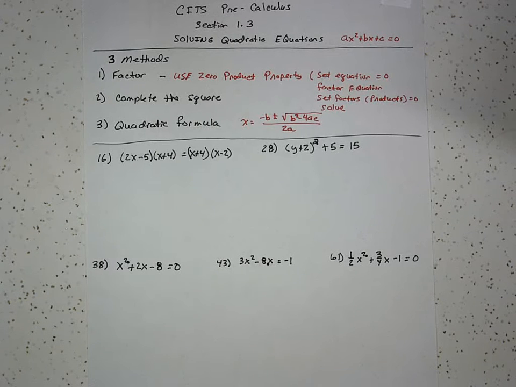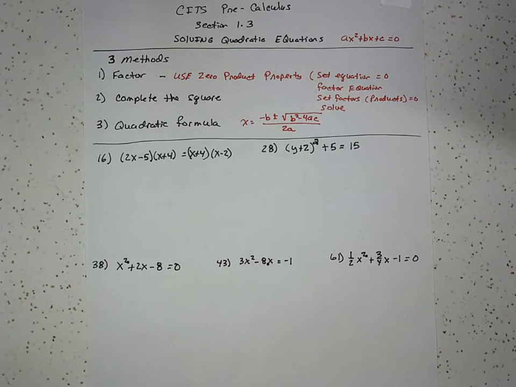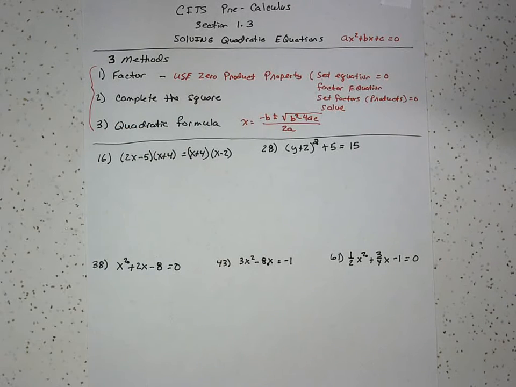CITS Pre-Calc section 1.3 is on solving quadratic equations. Now recall that a quadratic equation is of the form ax squared plus bx plus c equals 0. And that's a general form for a quadratic. Back in advanced algebra, we learned that there were 3 basic ways to solve a quadratic equation. Okay, we could factor it, solve it by completing the square, or do the quadratic formula.